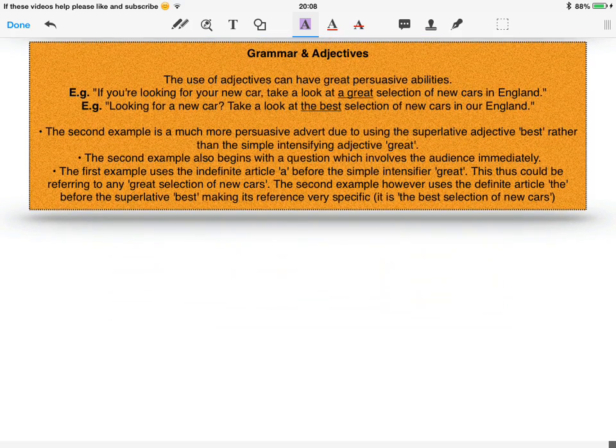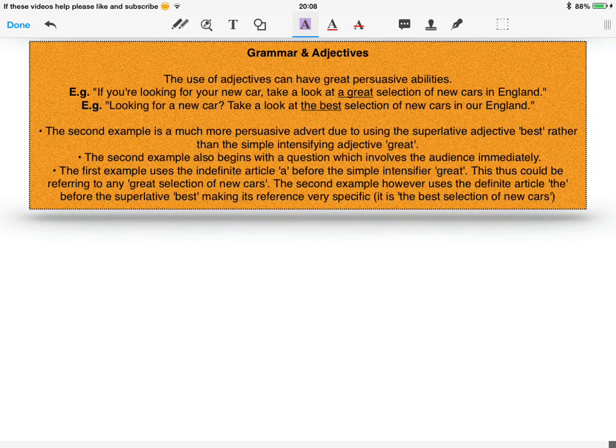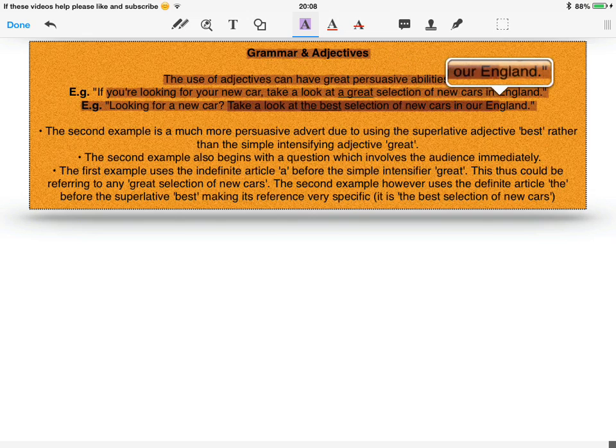Finally then, we've got grammar and adjectives. The use of adjectives can have great persuasive abilities. So for example, if you're looking for a new car, take a look at a great selection of new cars in England. The second example, looking for a new car, take a look at the best selection of new cars in England.